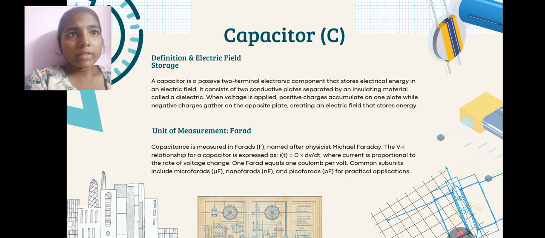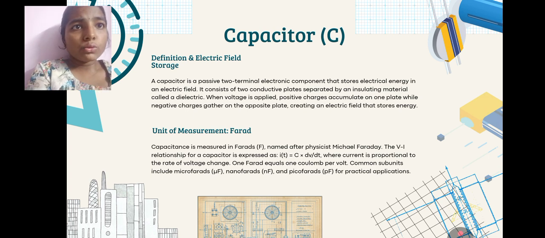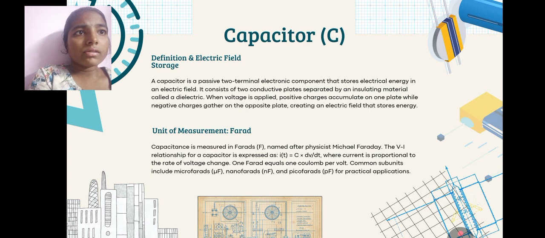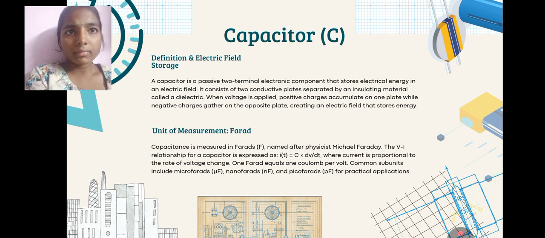Capacitor. Definition of capacitor. A capacitor is a passive two-terminal electronic component that stores electrical energy in an electric field. It consists of two conductive plates separated by an insulating material called a dielectric. When voltage is applied, positive charges accumulate on one plate while negative charges gather on the opposite plate, creating an electric field that stores energy. What is the unit? It is farad. Capacitance is measured in farads, named after physicist Michael Faraday.